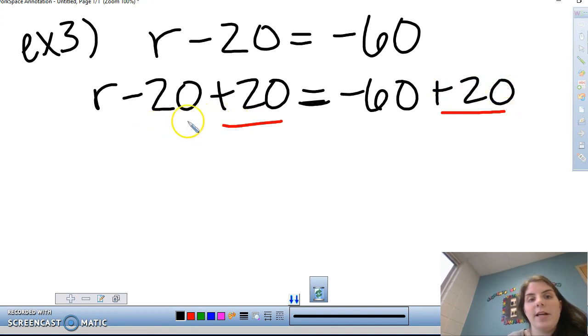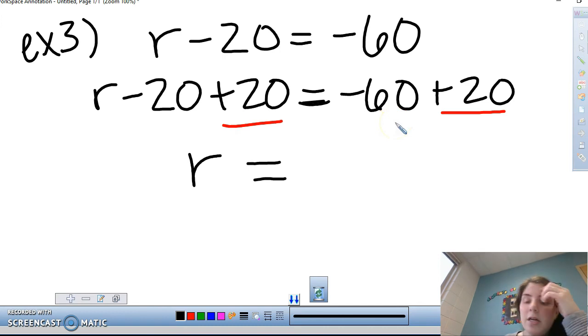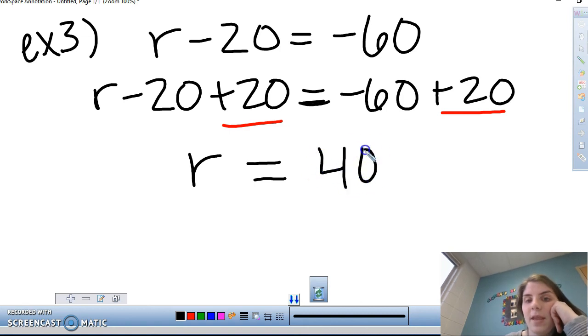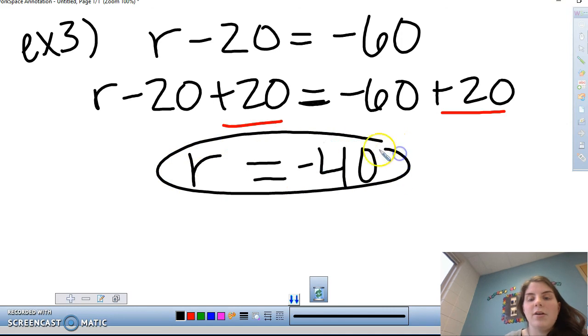So these 2 are going to cancel each other out. I'm going to be left with r on this side equals, if I have a negative 60 and a plus 20, they're different signs, so I'm going to subtract. So I'm going to take 60 minus 20, which is 40. And then since my bigger number is 60, I know it's going to be negative. So my answer is r equals negative 40.